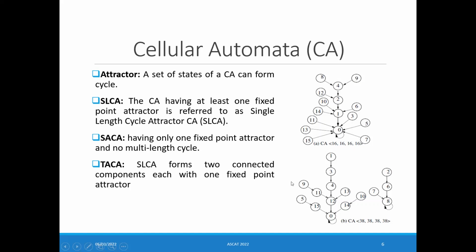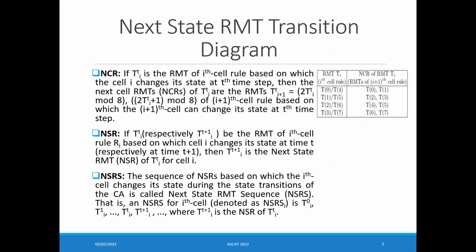Next is TSCA, an SLCA that is forming two connected components, each having one fixed point attractor. A uniform CA of rule 38 is an example of TSCA, as it is forming two connected components, each having one fixed point attractor. Next, we have utilized the next state RMT transition diagram to synthesize the TSCA.